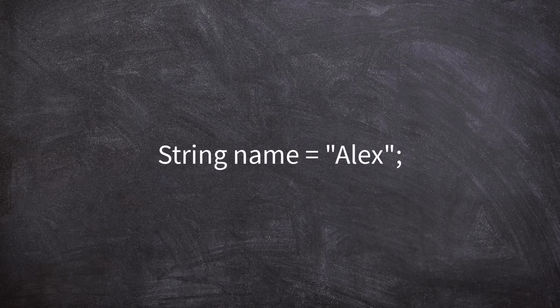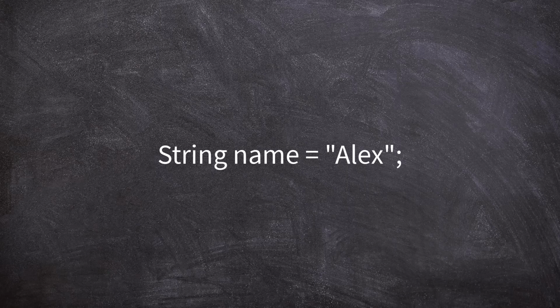Then we have String, which is used to store text. When you want to store words, sentences, or any text, use a String type. For example, we might write String name equals Alex. That means we're saving the word Alex into the variable called name.